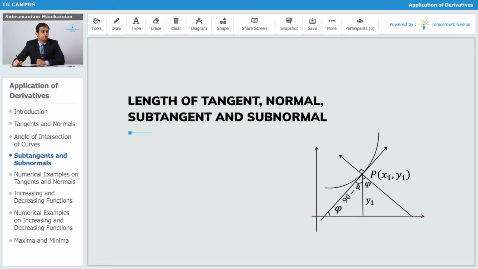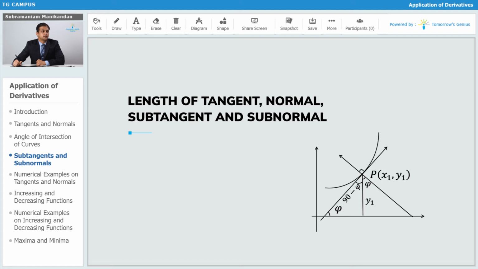Consider the graph of a function y equals f(x). Consider the point P whose coordinates are (x1, y1). The tangent at the point P is the line PT, and the normal at the point P is the line Pn. From P, draw a perpendicular to the x-axis which meets the x-axis at the point G.